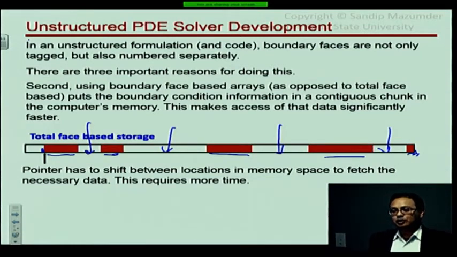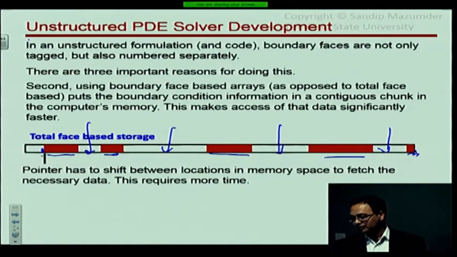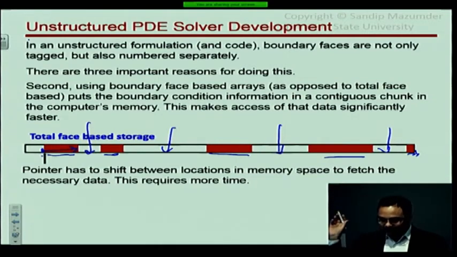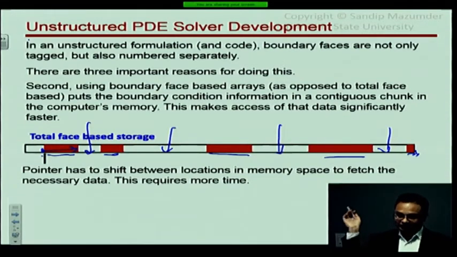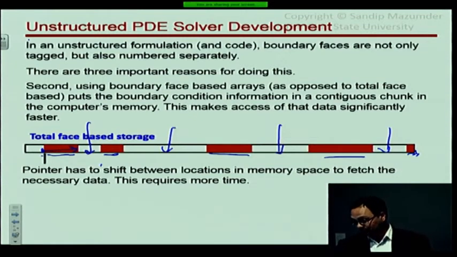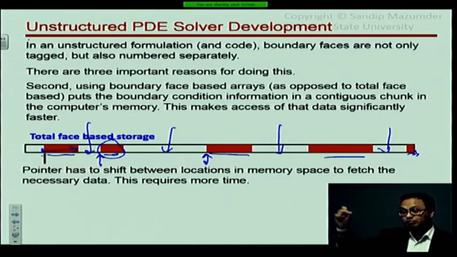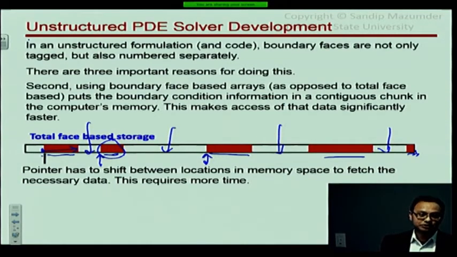So every time you want to get boundary condition information, this pointer has to shift. It will get that information, and then it will say, oh, now I have a gap, so I have to nullify the pointer and then reset it up here. Then it will get that chunk of data, nullify it again and then go here. It will keep switching the pointer from one point to another, which is quite time consuming for a computer to do, no matter what the architecture is, because you're not looking at a contiguous chunk of data anymore.